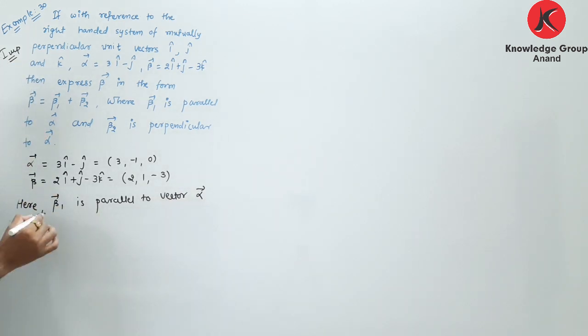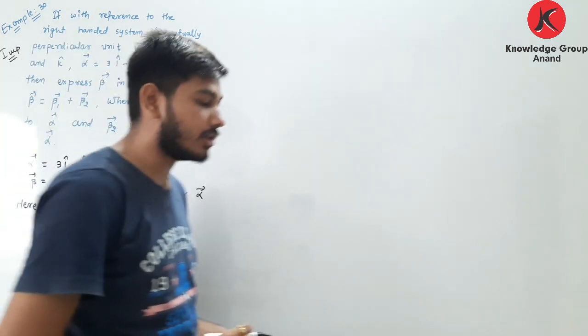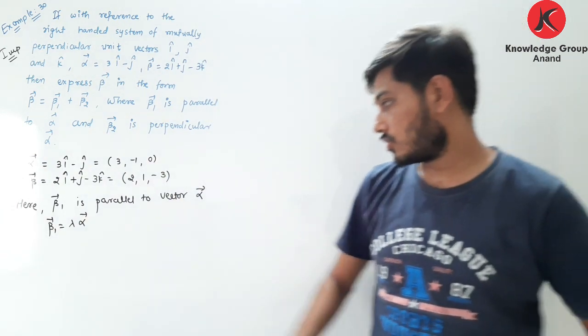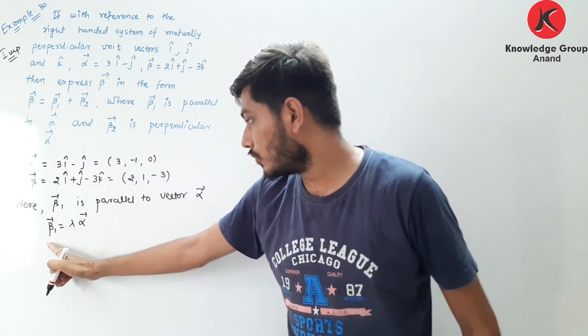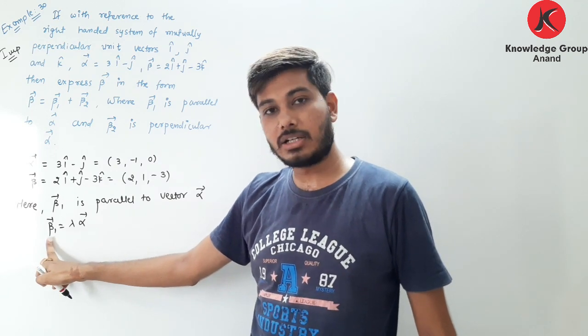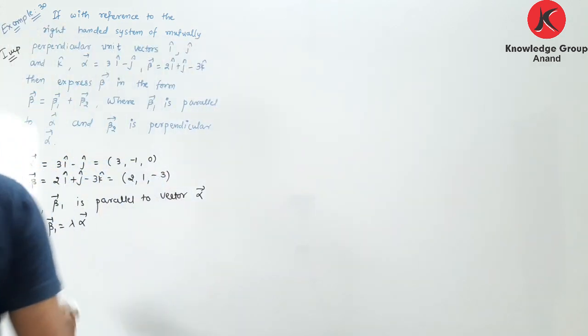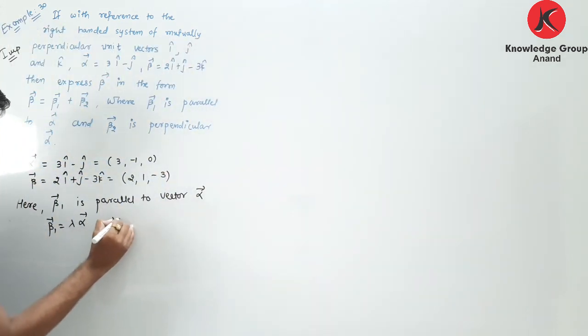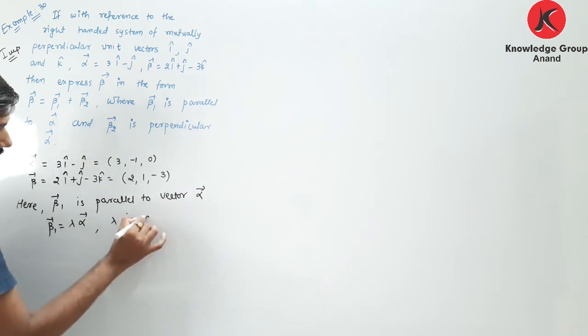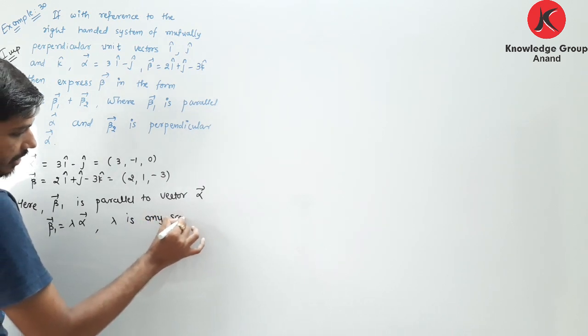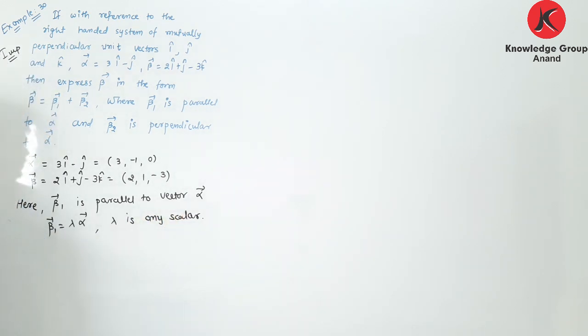If any vector is parallel to the other vector, then we can write they are scalar vectors or they are collinear vectors. They are collinear vectors. Therefore, we can represent any vector beta 1, which is equals to lambda into alpha, where lambda is any scalar. Lambda is any scalar quantity here. Okay? So therefore, we can write like this.